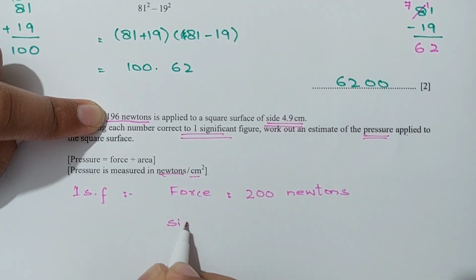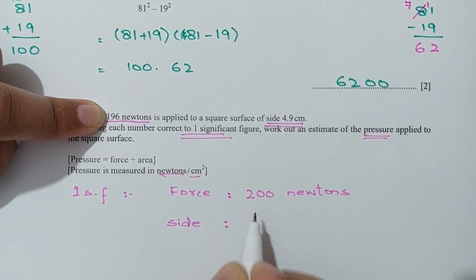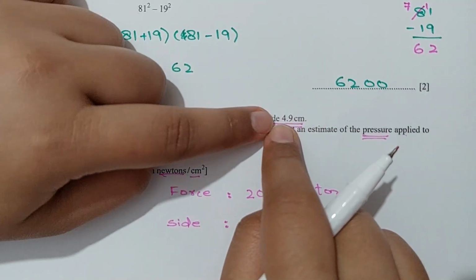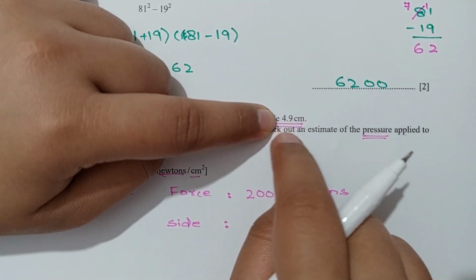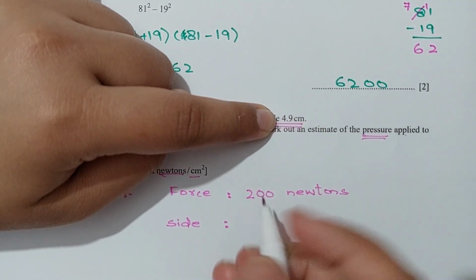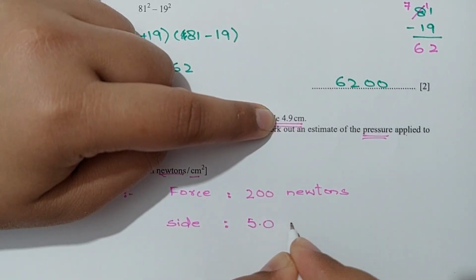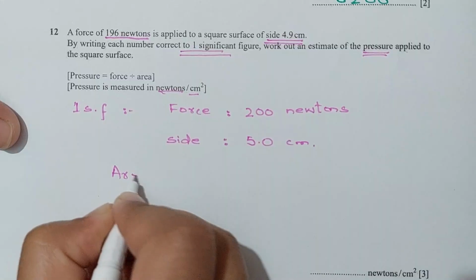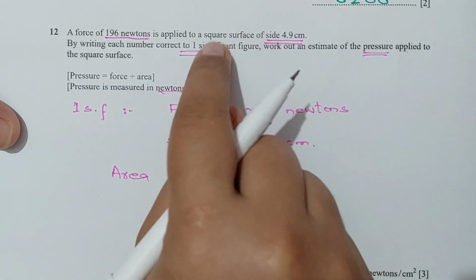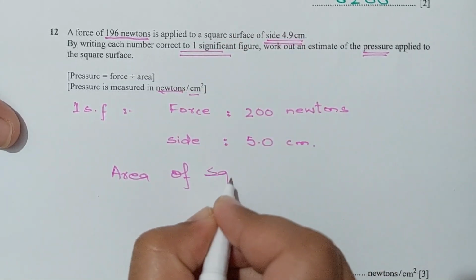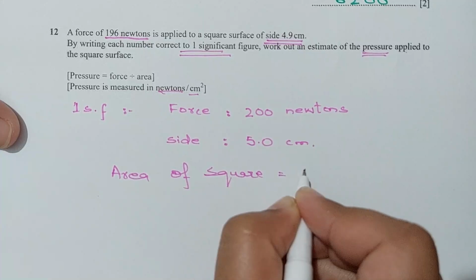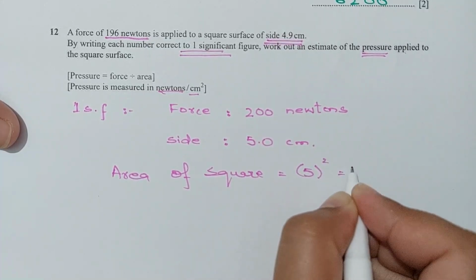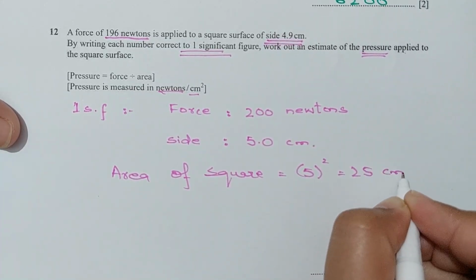Now the side of the square is 4.9. So 4 is the number that is one significant figure. The next is 9, more than 5, so add 1. So it is 5.0 centimeters. Now let me find out the area of a square. Because it is a square surface, the area is side square, which is equal to 25 centimeters square.